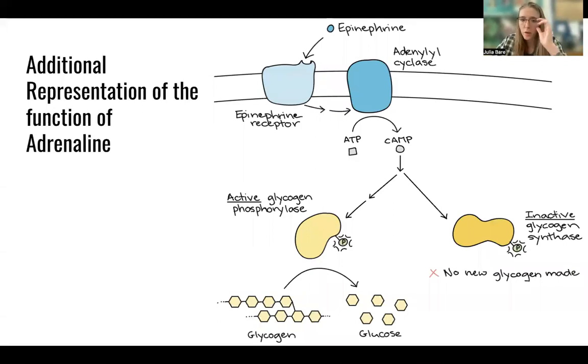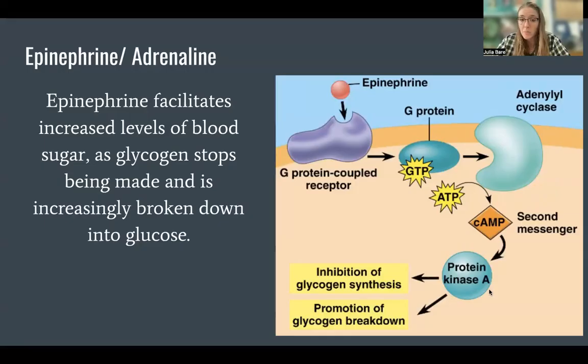So this is just another representation of how this process works. Epinephrine is going to signal to adenylyl cyclase. It's going to turn ATP into cyclic AMP. Cyclic AMP is going to amplify the signal, and it's going to cause glycogen to be broken down into glucose, and it's not going to make any more glycogen. Right? So that same process.